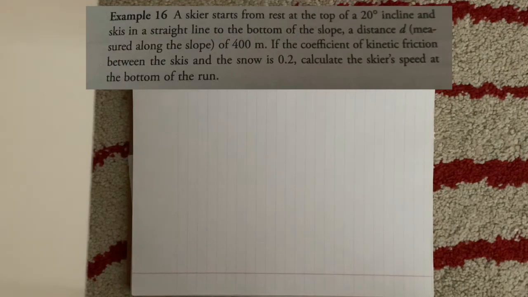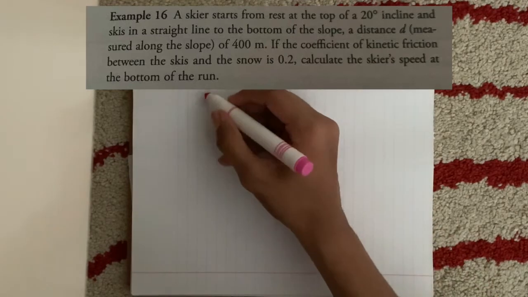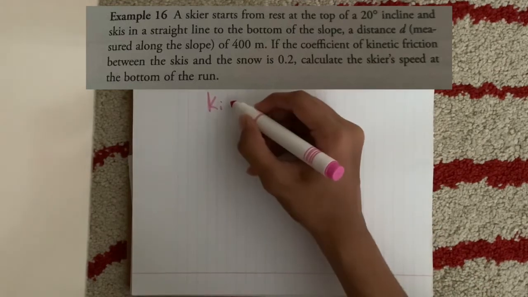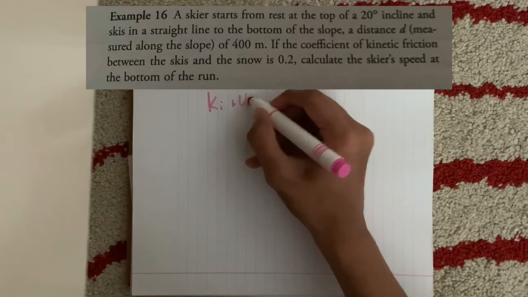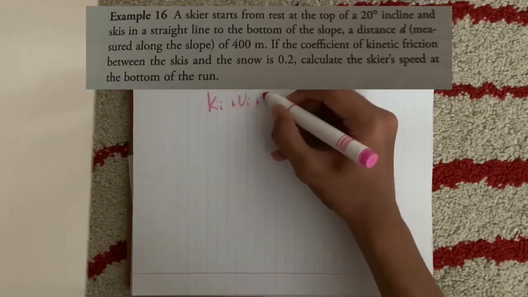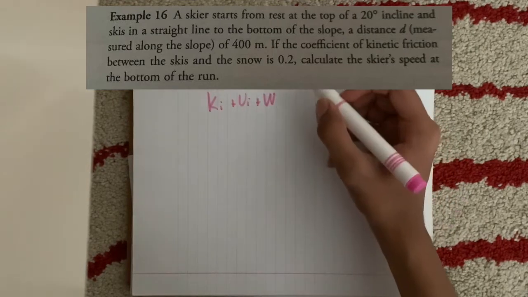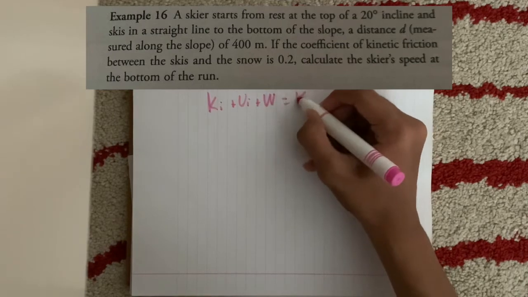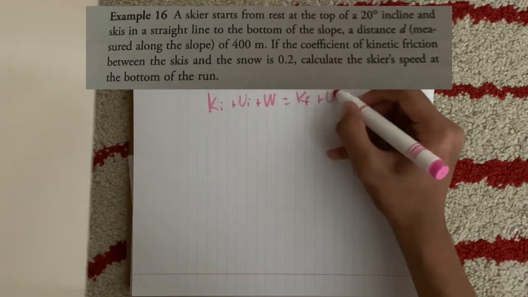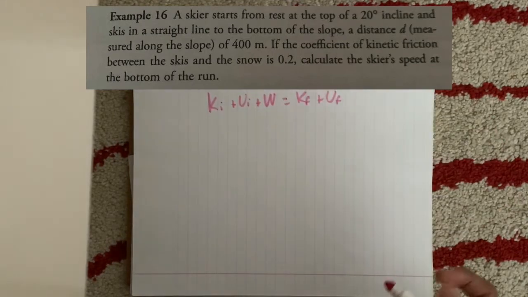Alright, so let's solve this problem using conservation of energy with non-conservative forces. Our equation is the initial kinetic energy plus the initial potential energy plus work is equal to the final kinetic energy plus the final potential energy. Now the work is done by the force of friction, which is opposing the motion of the object, so therefore it will be negative.